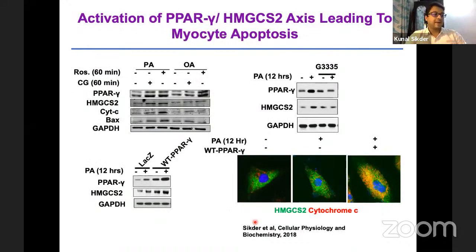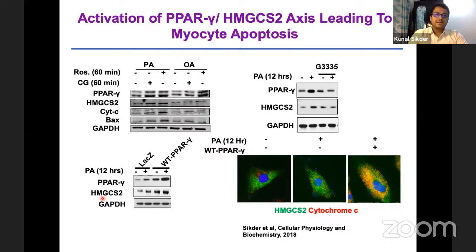Now, this is a kind of mechanistic study. We wanted to see if this PPAR gamma HMG-CH2 axis we are talking about is really happening. Is it really important for myocyte apoptosis, or is whatever is happening due to some other changes? We never know until we get to the mechanistic point. So we did some mechanistic study, again, with isolated cardiomyocytes. These are all primary cells, not a cell line. These are directly isolated from animals.